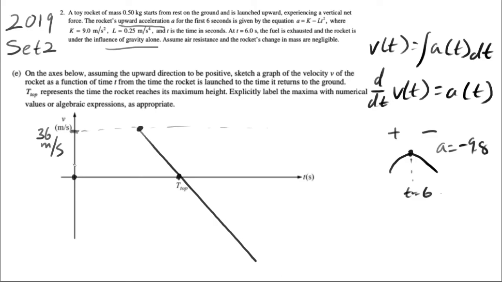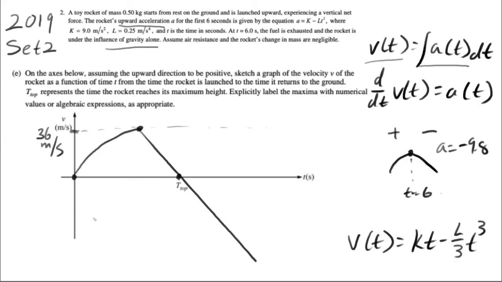So from t equals 0 to t equals 6, acceleration follows the equation that we're given. And since the velocity equals the integral of acceleration, we actually found this equation before. It's v of t equals at minus l over 3 t cubed. So we follow this equation for t equals 0 to t equals 6. It turns out to be a concave down increasing curve. Make sure the curve connects to both the origin point and the maximum point. And that's all that the question requires. So that's your answer for part E.